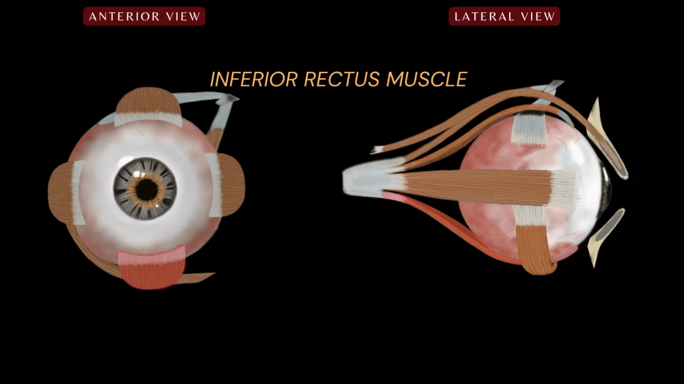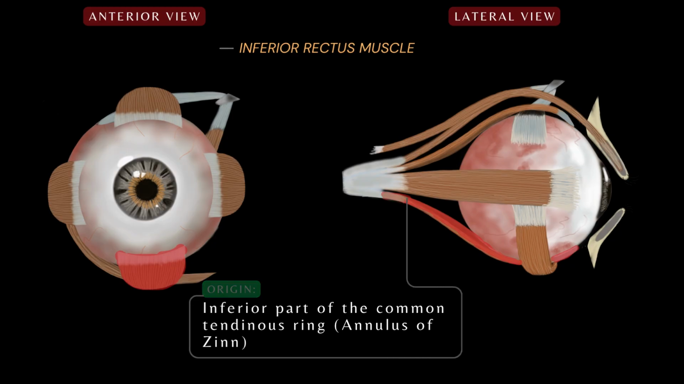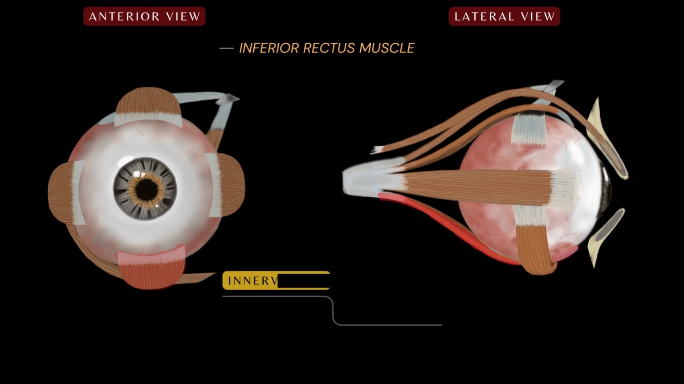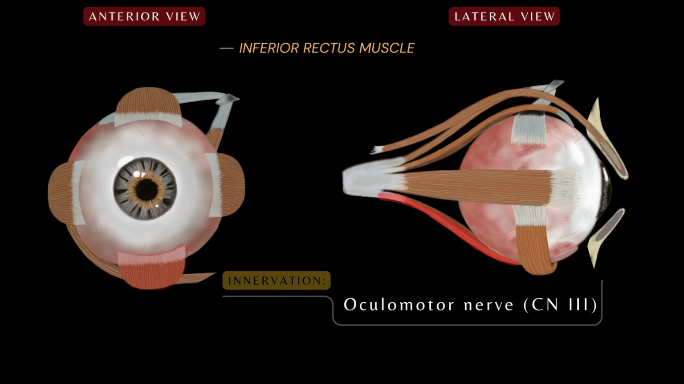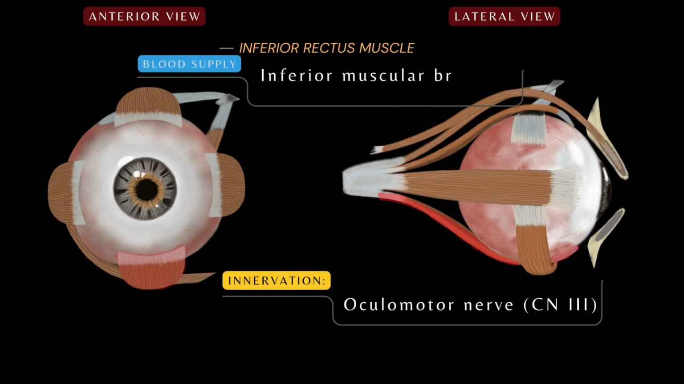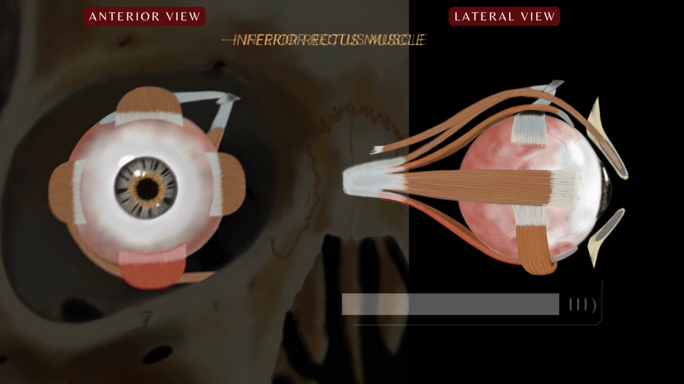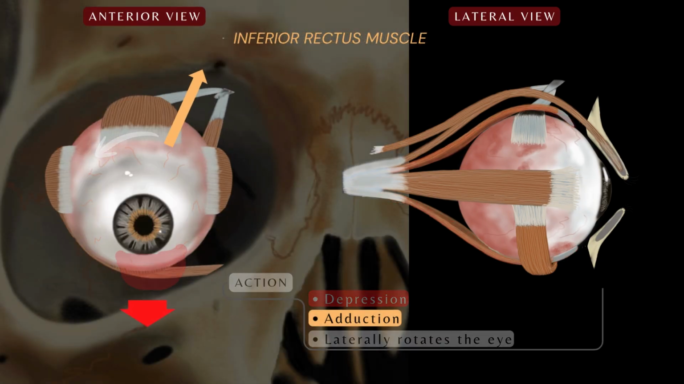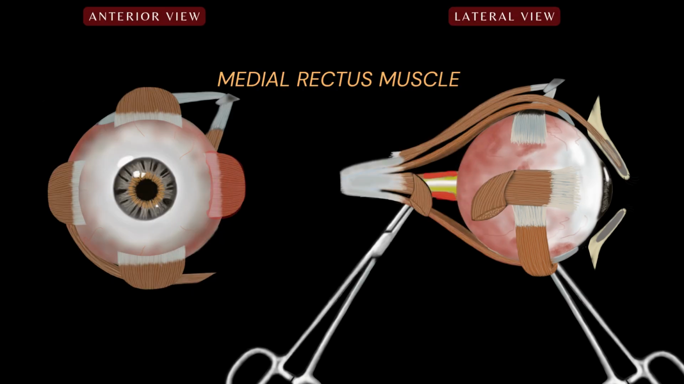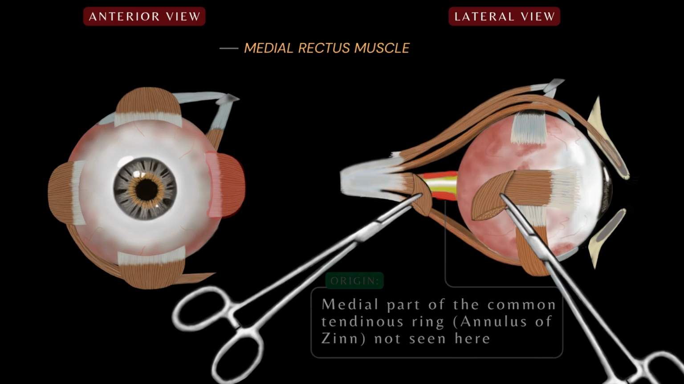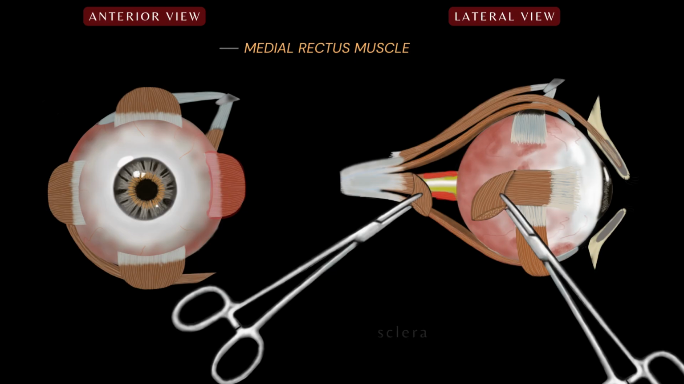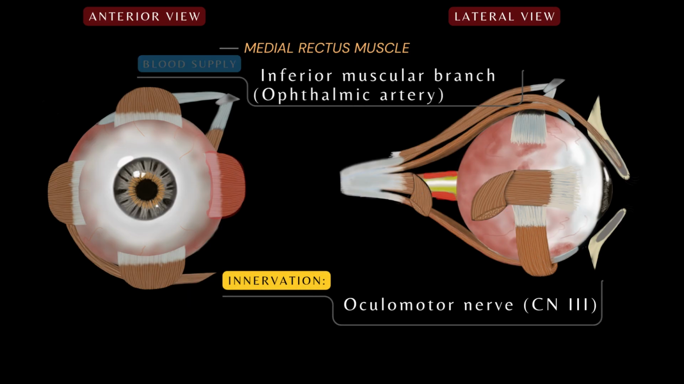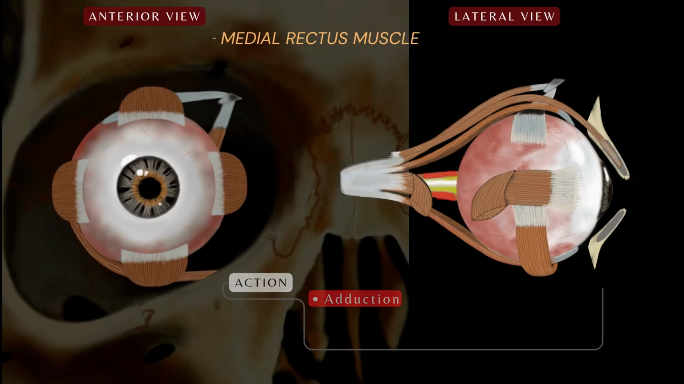Inferior rectus. This muscle originates from the inferior aspect of the tendinous ring and inserts on the inferior surface of the sclera. Innervated by the third cranial nerve, CN3. It is irrigated by the inferior muscular branch of the ophthalmic artery. It depresses the eye and also assists in adduction and lateral rotation. Medial rectus. It originates from the medial aspect of the tendinous ring and inserts medially into the sclera. Innervated by CN3. It is irrigated by the muscular branch of the ophthalmic artery. It is responsible for adduction, moving the eye toward the nose.